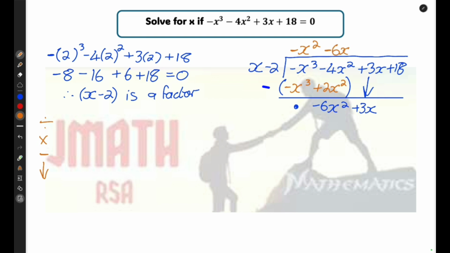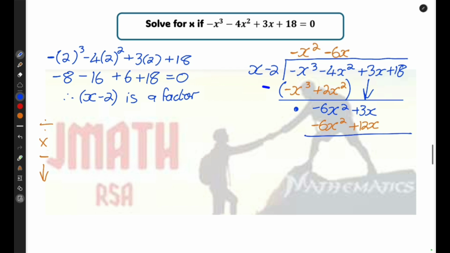Okay, I can now multiply minus 6x times the factor in front. So that gives me minus 6x squared plus 12x. If I subtract that, I get a 0, and then 3 minus 12 gives me minus 9x, bring down plus 18. So minus 9x divided by x just gives me minus 9. Okay, I multiply minus 9 there, so minus 9x plus 18. If I minus that, it's just going to give me a 0.